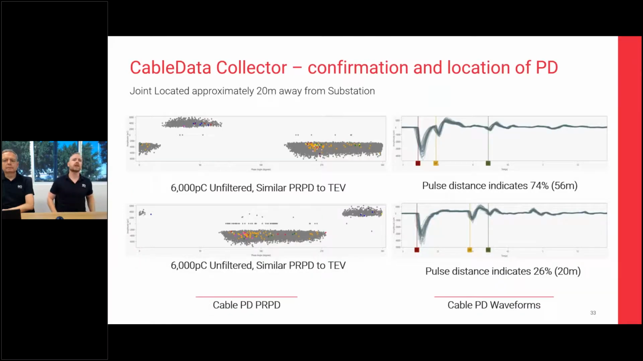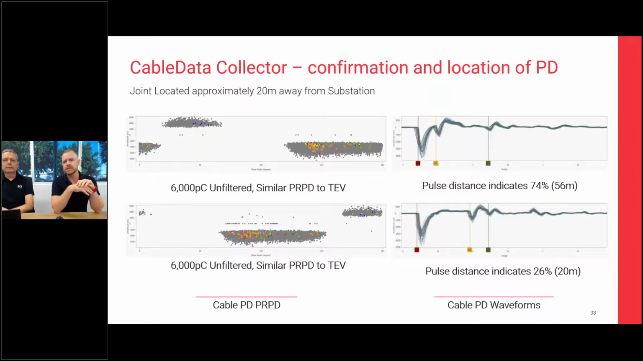And then we get out the cable data collector. So we test the cable from both ends of the cable at the substation. At substation A, we see the data on the top graph there, where we've got the phase plot on the left-hand side, and then the waveform on the right-hand side that we analyse to figure out where the PD is coming from.